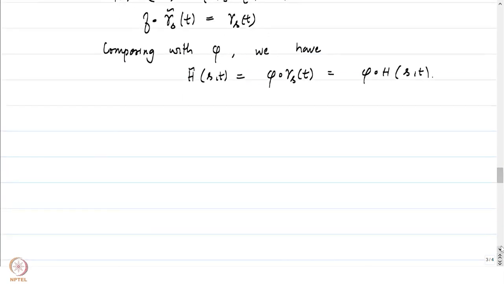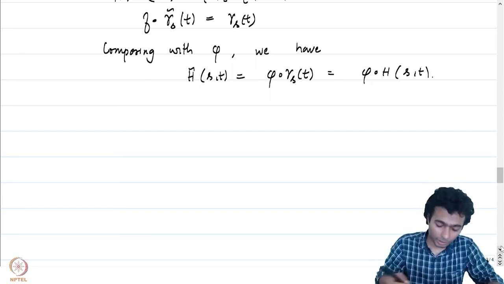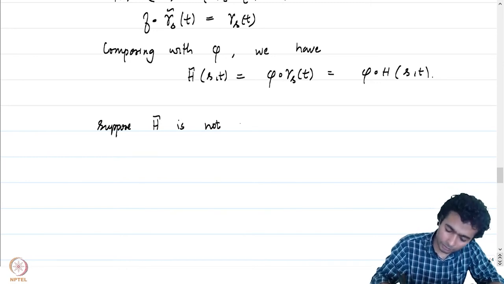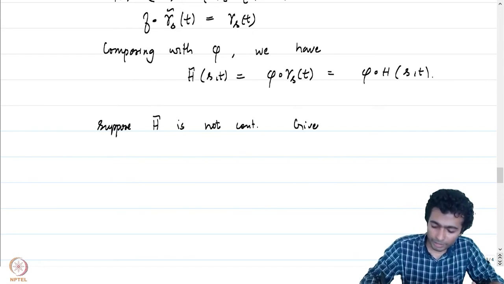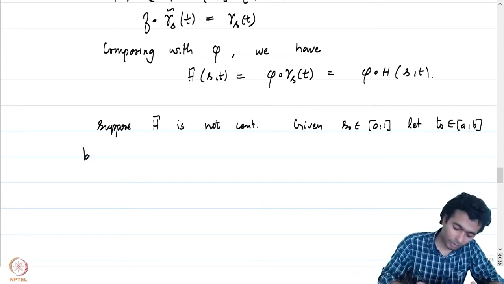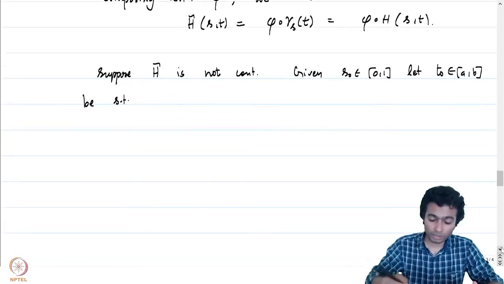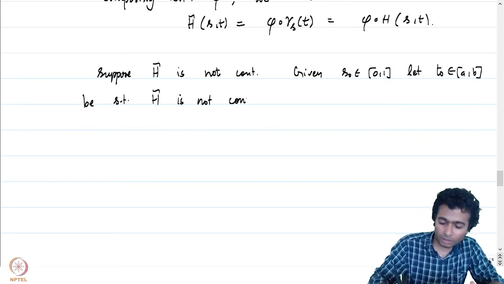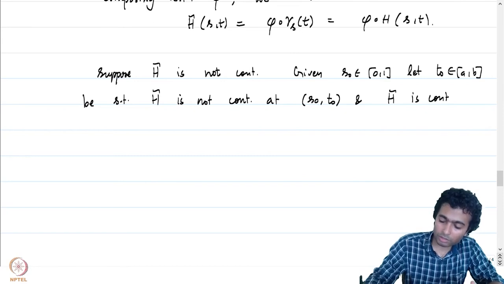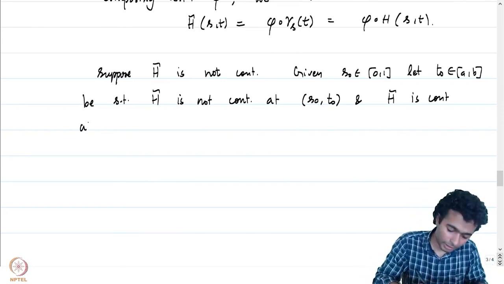Let's now prove that h tilde is continuous on [0,1] cross [a,b]. Suppose h tilde is not continuous. Given some point s naught in [0,1], let t naught in [a,b] be the smallest point such that h tilde is not continuous at (s naught, t naught), and h tilde is continuous at (s naught, t) for all t less than t naught.